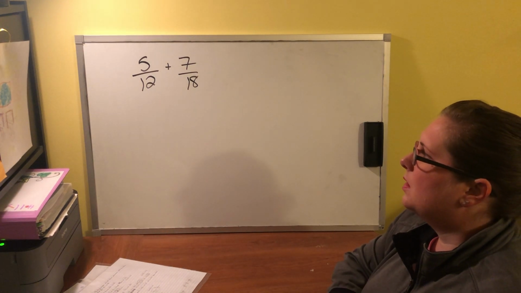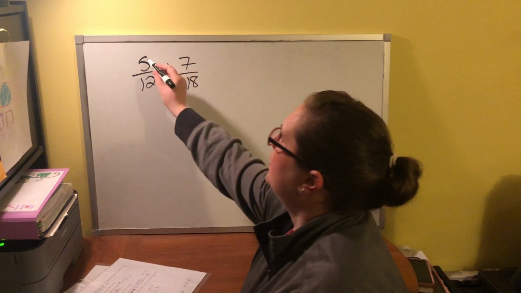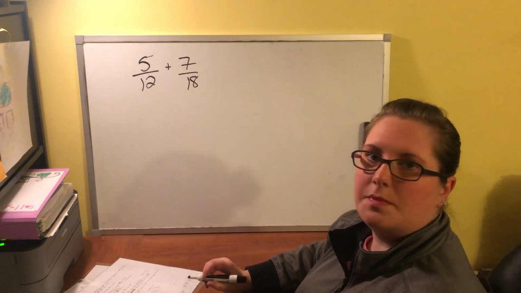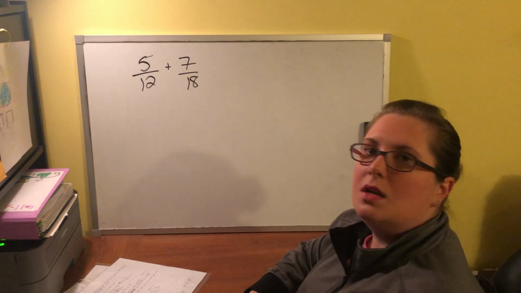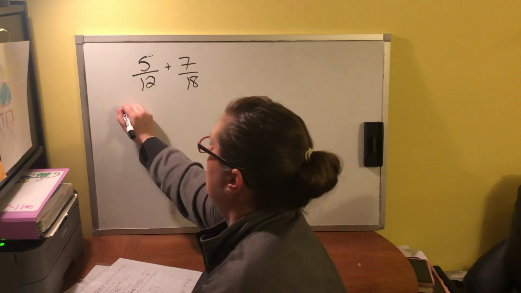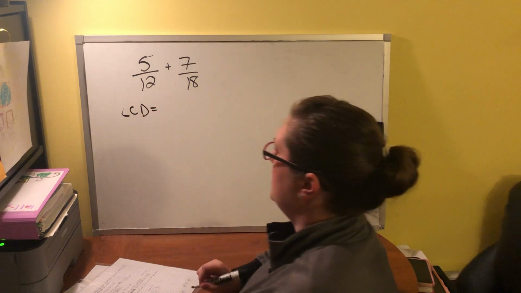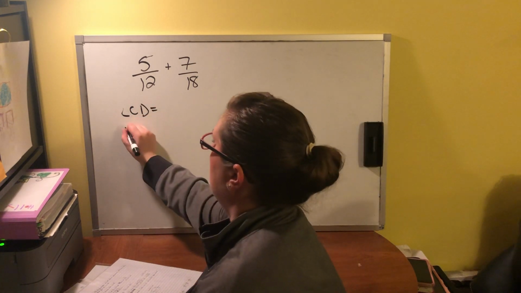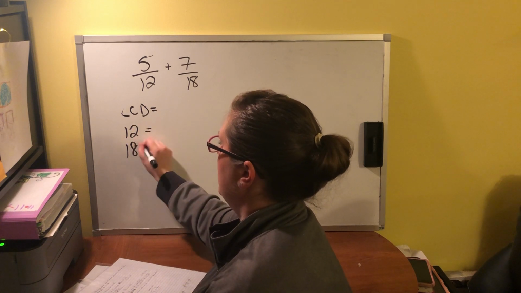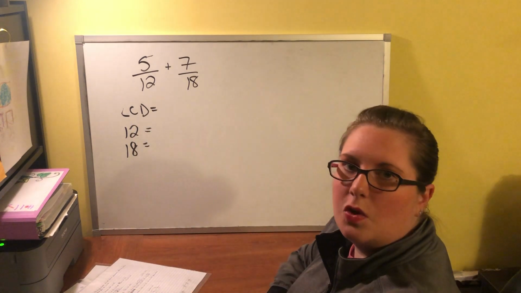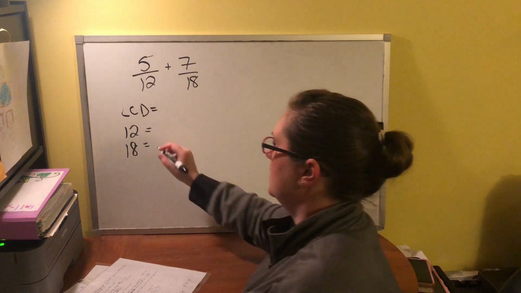So the first thing we're going to look at: do they have the same denominator? Nope, they're different, 12 and 18. So our first step is going to be to find the LCD, okay? So we're going to look at 12 and we're going to look at 18, just like we did before with finding least common multiple. So start with 12.